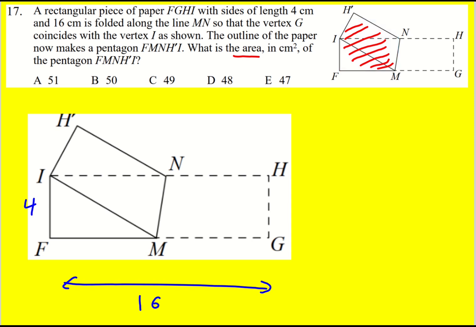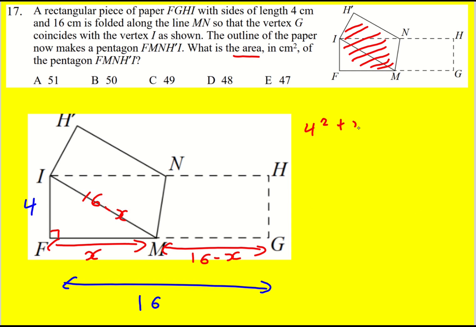Okay, so in this question I'm going to label this x, and then this will be 16 minus x, because the total is 16. But that length MG is folded inwards, which means this is also 16 minus x. That immediately gives us a right-angled triangle where we have three sides in terms of x. We can use Pythagoras' theorem.